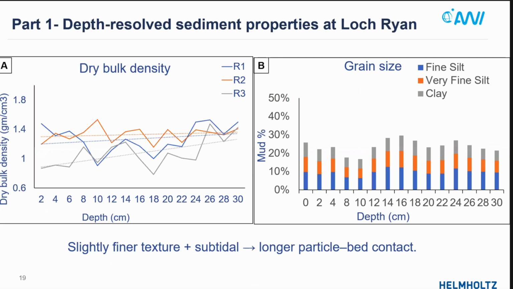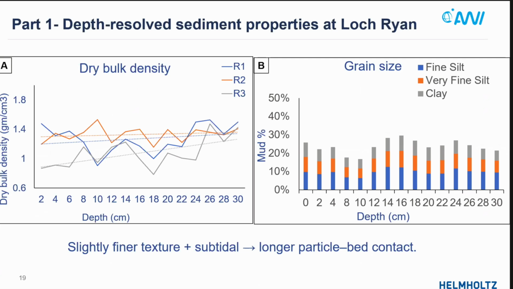So coming to the grain size and dry bulk density at Loch Ryan, the left panel shows the dry bulk density of sediment. Again, similar to Zult, we see that when the sediment depth increases, the dry density slightly increases, which is again due to sediment compaction at deeper depth. And interestingly, the grain size, the mud percentage, was quite high. It was between around 24-25%.